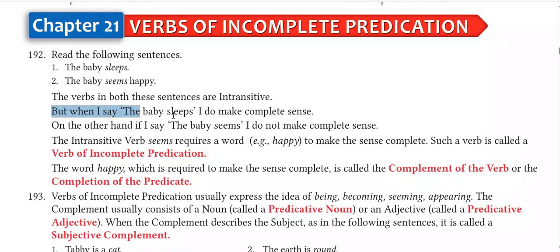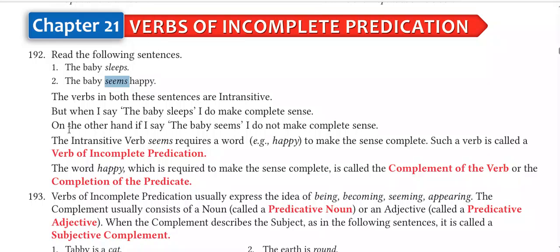Transitive verbs have objects, but intransitive verbs do not have any object. But when I say the baby sleeps, I do make complete sense. On the other hand, if I say the baby seems, I do not make complete sense. In the first sentence, if I stop at the verb, it gives complete meaning. But when I stop at seems, it is incomplete. That is not making the sense complete.